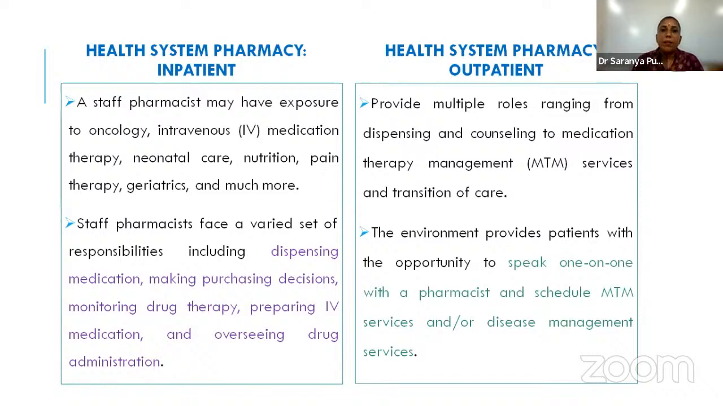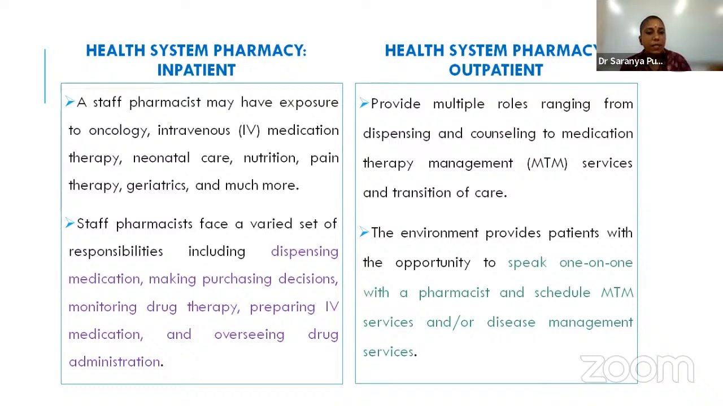Next is health system pharmacy for inpatients and outpatients. A staff pharmacist may have exposure to oncology. A pharmacist can be involved in preparing the intravenous medication admixtures. A pharmacist could be involved in preparing the pediatric dosages, neonatal care. Pharmacists could be involved in preparing parenteral nutrition, total parenteral nutrition, pain therapy, geriatric care, and much more. So many roles are there for inpatient pharmacists.